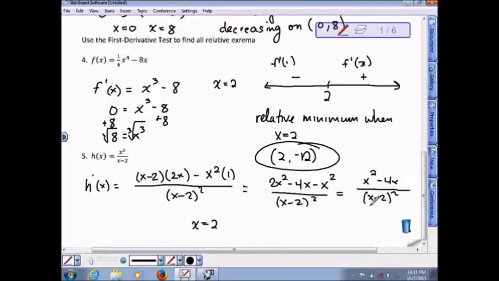Now we have to find out where the first derivative is equal to 0. Because it's a rational expression, it's only ever going to equal 0 when the numerator is equal to 0. So there's two values of x that will make the numerator equal to 0. It's x equals 0 and x equals 4. So those are three critical values that we have. If we test those, 0, 2, 4.